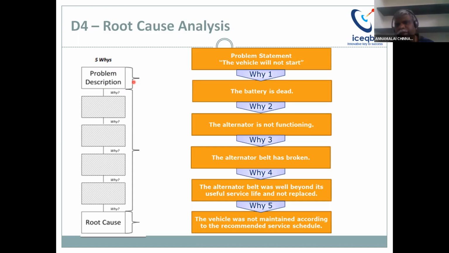Why did you get up late? Because my alarm did not ring. Why did your alarm not ring? A spring was broken. So that means the problem was that I went late to the office. That was the problem. And again, when you asked why multiple times, then you are able to find that the spring in the alarm breaking was the root cause of the problem. So by asking this why multiple times, you will be able to get the root cause of the problem.